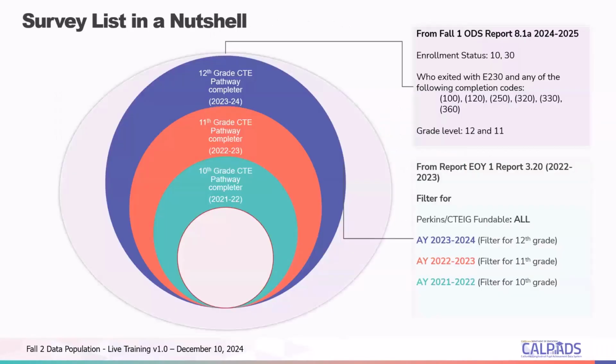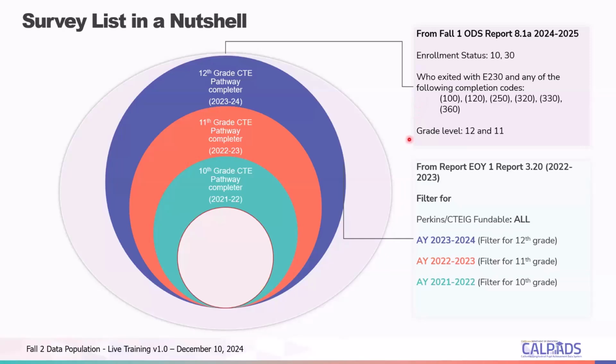Okay, let's go ahead and get in a little bit more detail on identifying these students. So this slide shows a visual aid that's helpful for generating your PSTS student list from CalPADS reports. So first, in order to determine your high school completers, you'll need to run report 8.1A for academic year 2023-24. You'll do this filtering for exit reason code E230, completer exit, and completion status codes of 100, 120, 250, 320, 330, and 360.